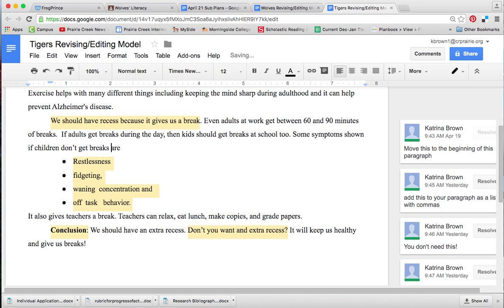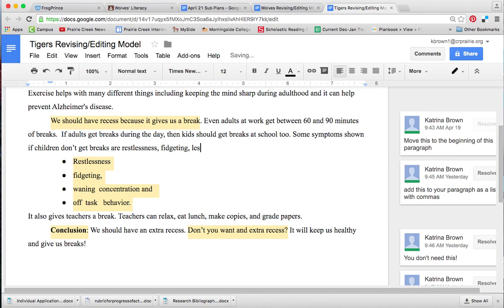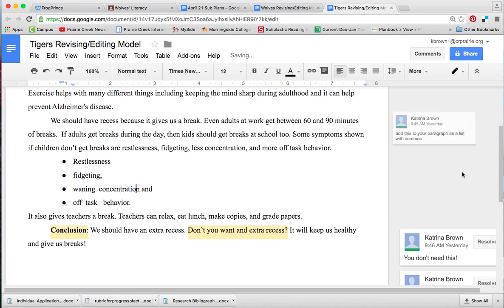Okay. So some symptoms shown in children who don't get breaks are restlessness, fidgeting, and now I have this word waning concentration, and I'm not sure if my reader's going to know what waning means, so I might just say less concentration and more off-task behavior. Okay, so this I took care of. I'm going to resolve it. This I took care of. I'm going to resolve it, and since I moved it up, I'm going to delete it.